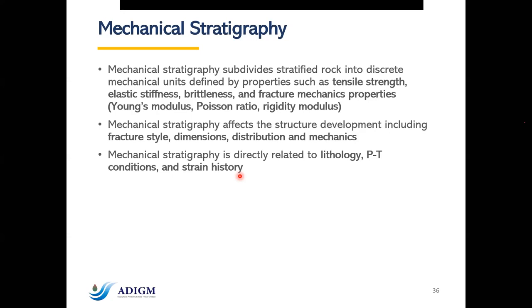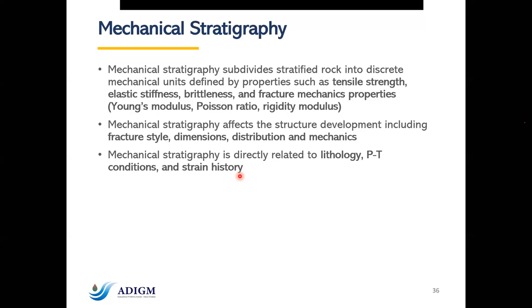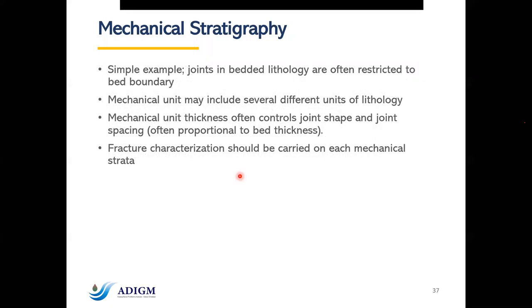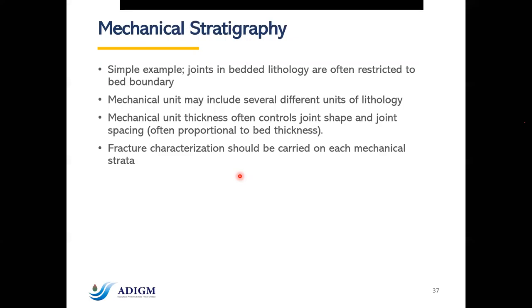One of how we identify the mechanical stratigraphy is by relating that to the lithology, the tectonic history, or the pressure-temperature conditions. A simple example of the mechanical stratigraphy is that joints or fractures in bedded lithology are often restricted to the bed boundary. Like I explained before, the fractures usually stop at the bed boundary, so that forms a micro mechanical stratigraphy. But if we take bed to bed, it's very detailed, right? So we need to group them into more workable zones during the modeling.